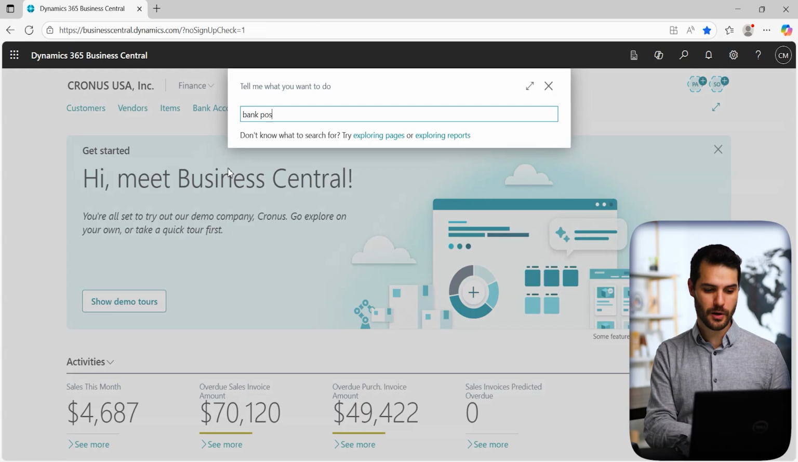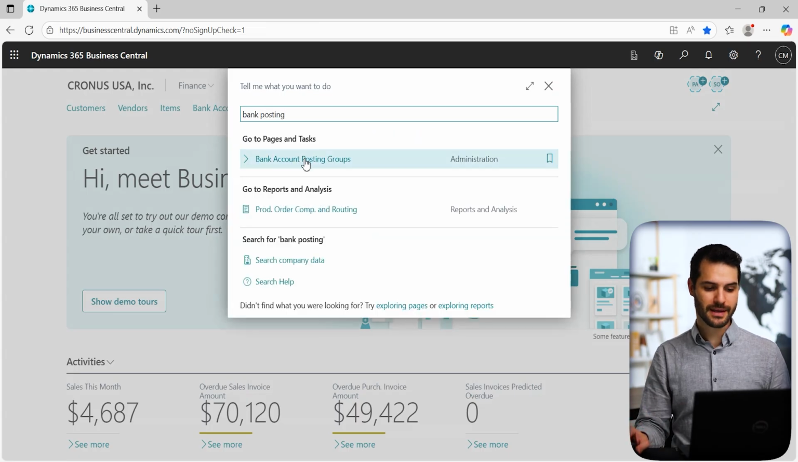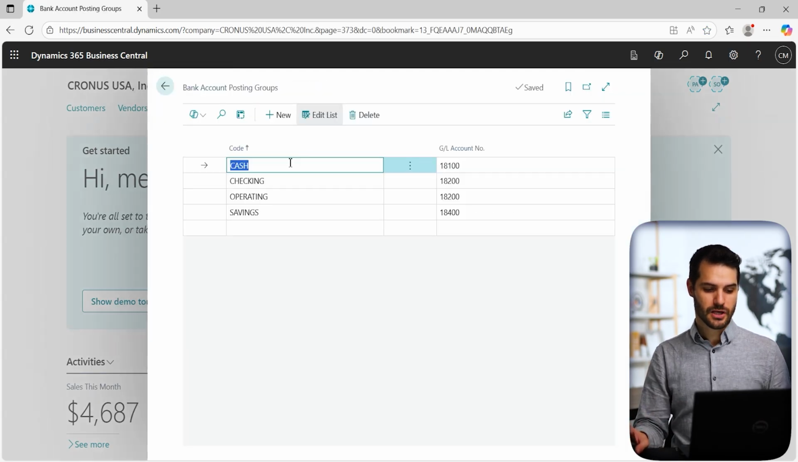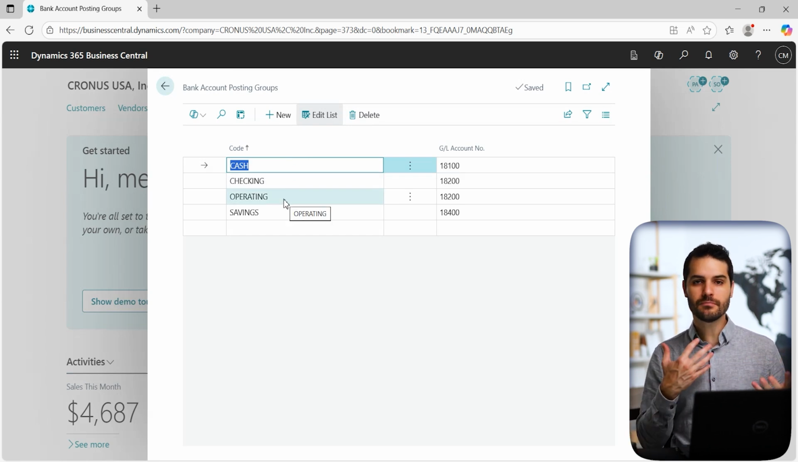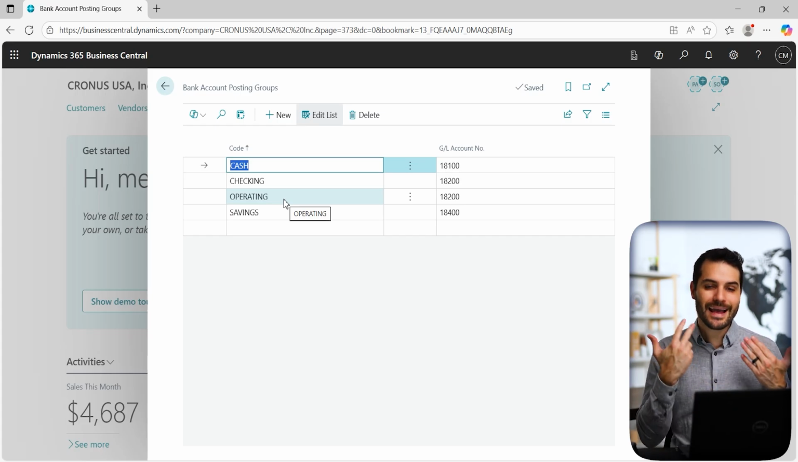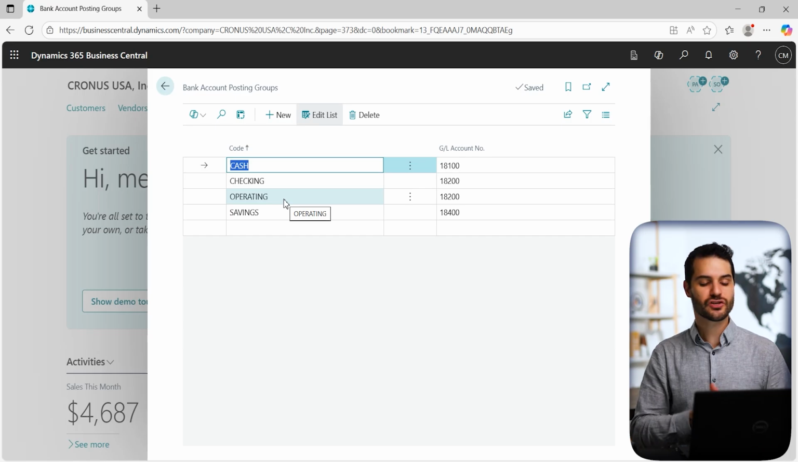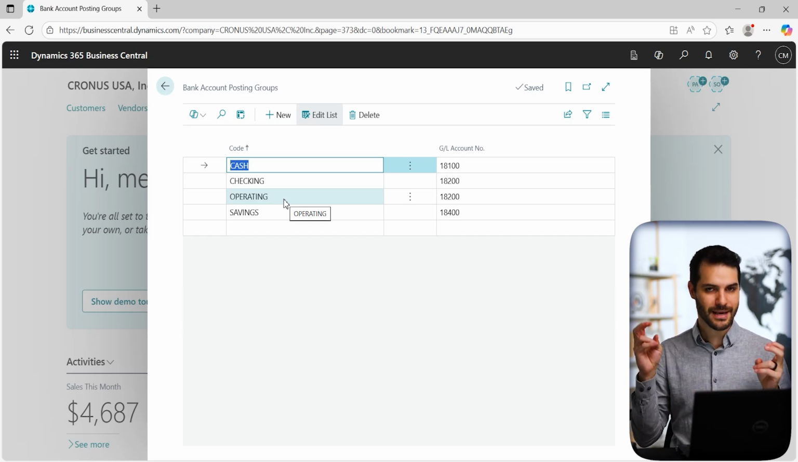So backing out of this, let's take a look at one other example. If I do bank posting groups, bank account posting groups, click on that. So again, it's relevant to bank accounts. So you have cash, checking, operating. These are things that an average person, maybe a sales rep, maybe an accountant, would go in and remember that there are 4 posting groups relevant to banks. So they don't need to remember all the various accounts that they're going to find on the chart of accounts. They can just remember the ones that are relevant to what they're interacting with. So it makes it simpler.